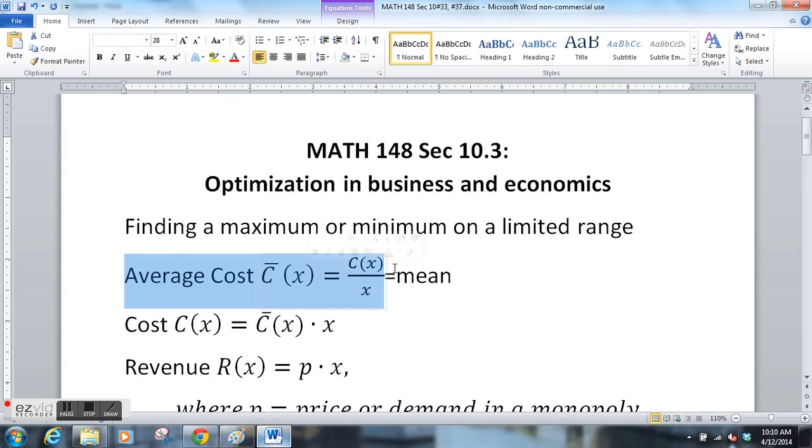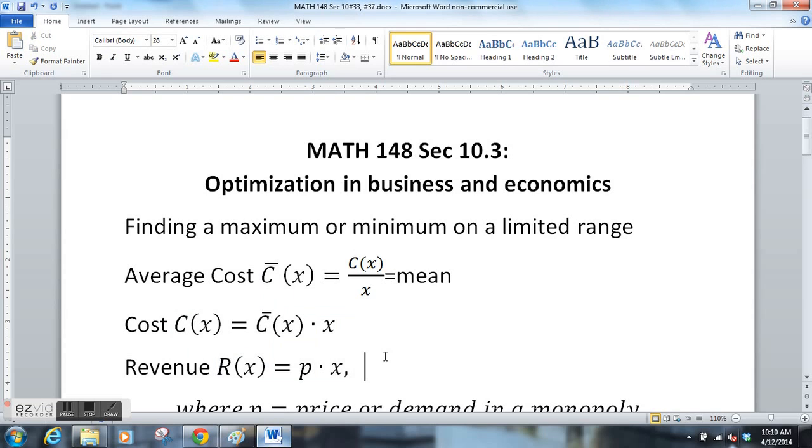The average cost, C bar of x, equals the cost function divided by x, which is the mean. If you're in a statistics class, just take the thing divided by x, you get your mean. If you want the cost function and you have the average cost function, you can multiply the average cost function by x to get the cost function. You're just rearranging this equation. So these are just different versions of the same equation.